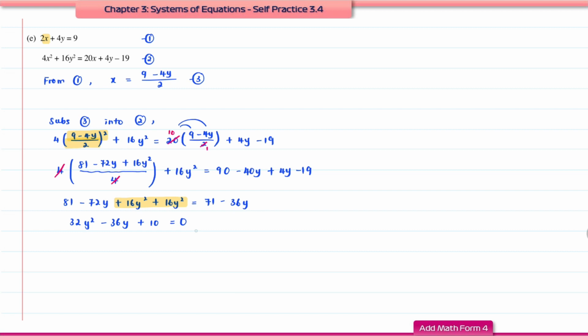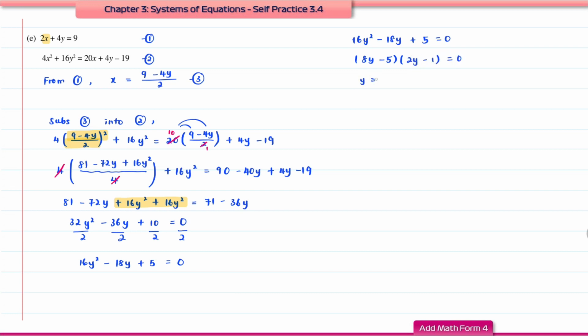Alright, so for these quadratic equations, we can continue to simplify it by dividing every term by 2. By doing so, you're going to get 16y squared minus 18y plus 5 equal to 0. So I'm going to write the equations up here. So for these questions, you are able to factorize it completely as well. So you can always check it by using your calculator. So the first bracket is 8y minus 5. The second one will be 2y minus 1.